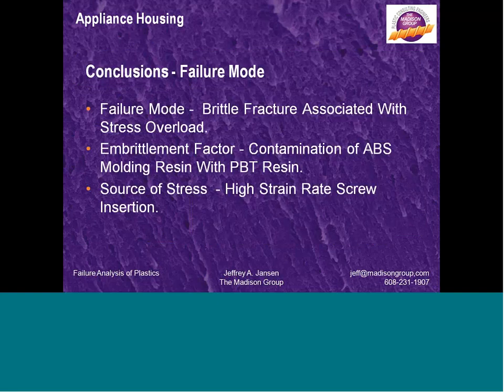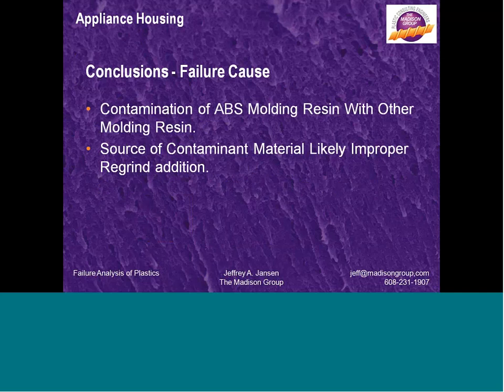So the failure mode was brittle fracture associated with stress overload. The embrittlement factor here was contamination of the ABS molding with the PBT resin. The source of the stress was a high strain rate screw insertion, but again, this part should be able to withstand that. The failure cause then was contamination of the ABS molding resin with the other molding resin, likely as a result of improper regrind addition.